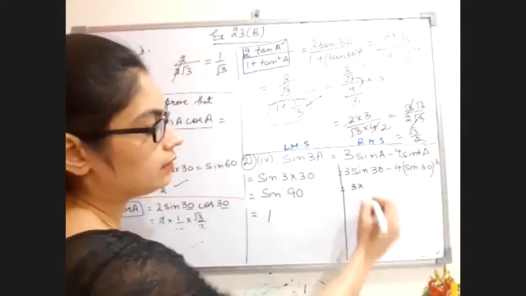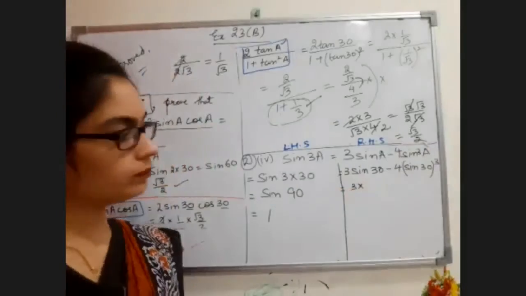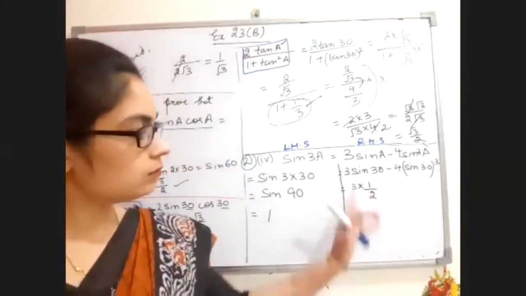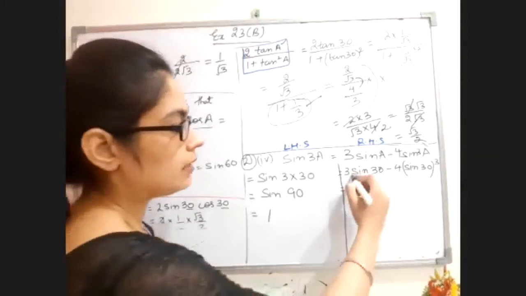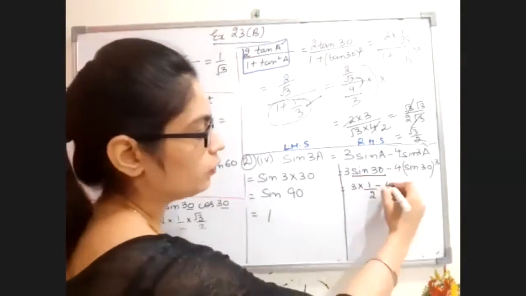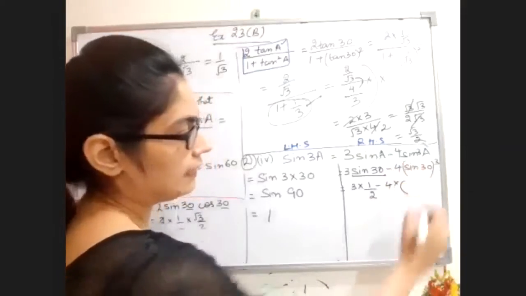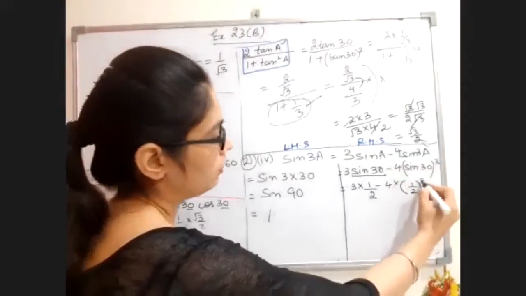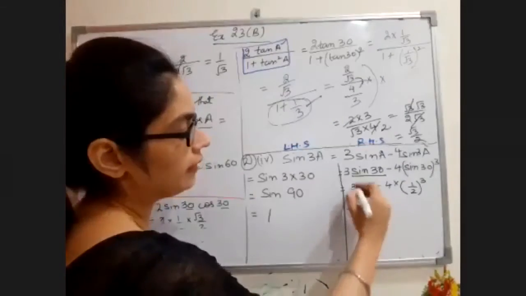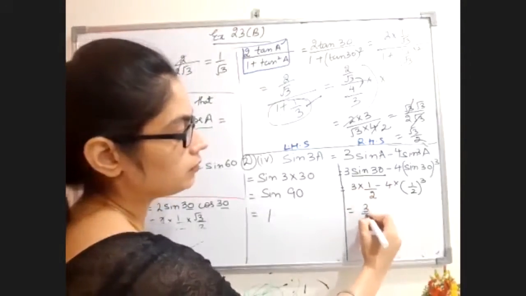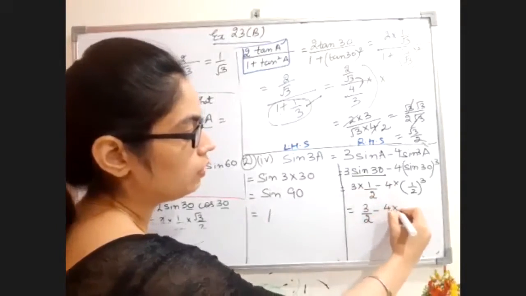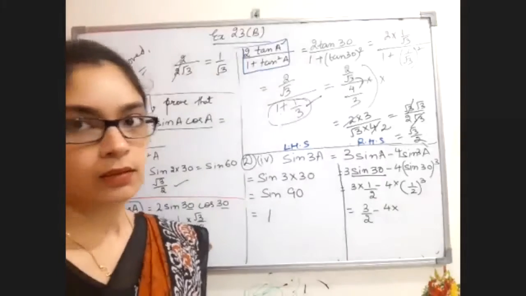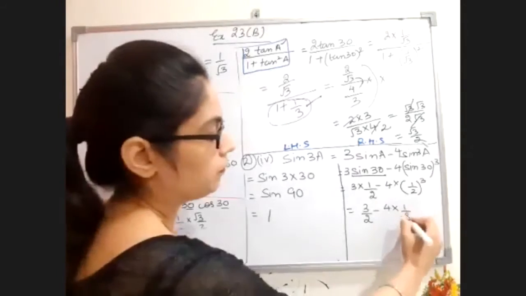What is the value of sine 30? 1 by 2. So 3 into sine 30's value, we can write it as 1 by 2, minus 4 into sine 30, which is 1 by 2, whole cube. So this we can write as 3 into 1 by 2, that is 3 by 2, minus 4 into, what is the cube of 1 by 2? 1 by 8.